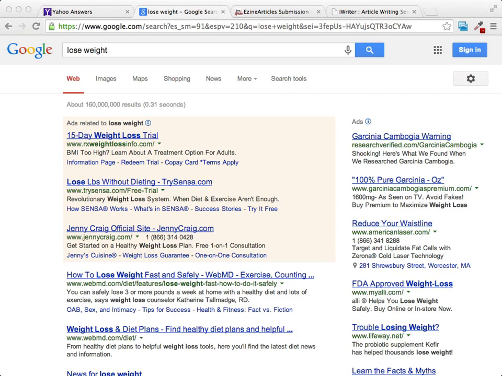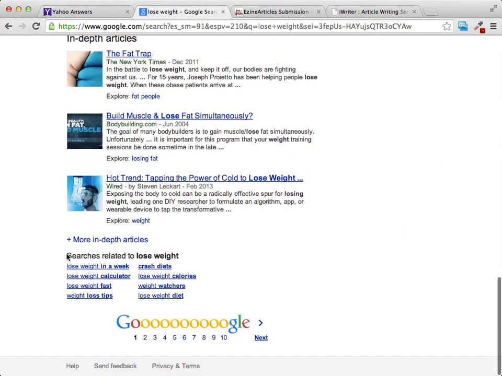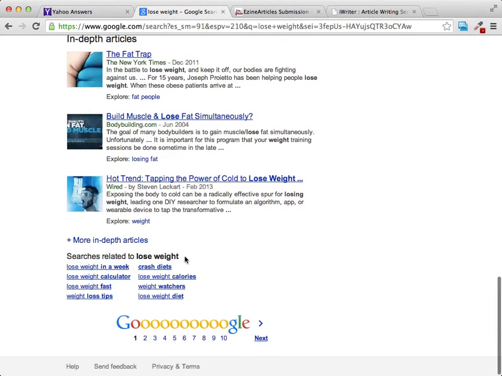So the first thing that you want to do is find out what people are looking for inside of this niche. And really the easiest way to do this is we just go to Google, and I typed in my niche here, which is the lose weight or weight loss niche. So I typed in lose weight into the search engine, and down at the bottom, Google gives us searches that are related to lose weight. So I can take a look here, and I can see that right off the bat, a lot of people that type in lose weight are looking for ways to lose weight quickly, it looks like.